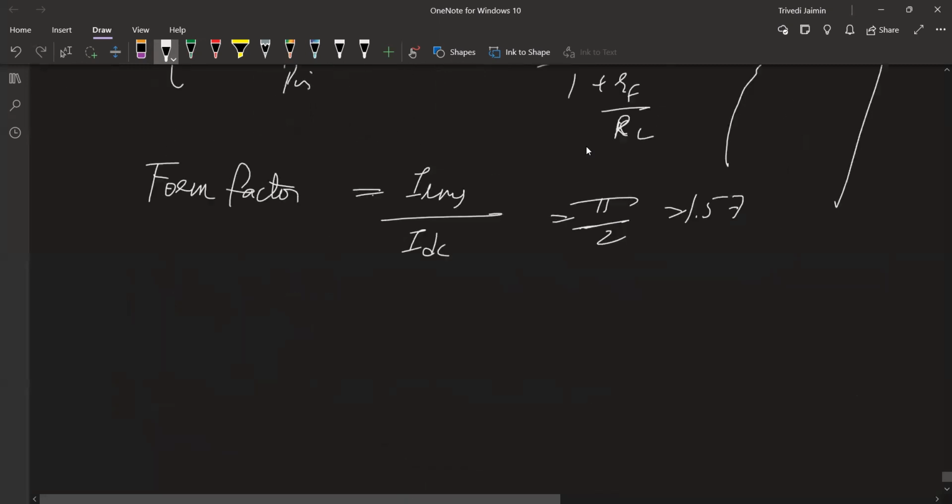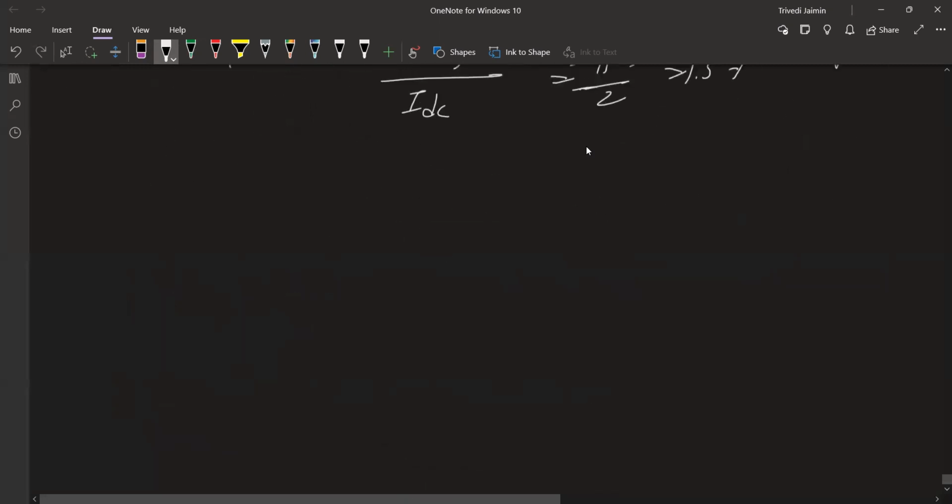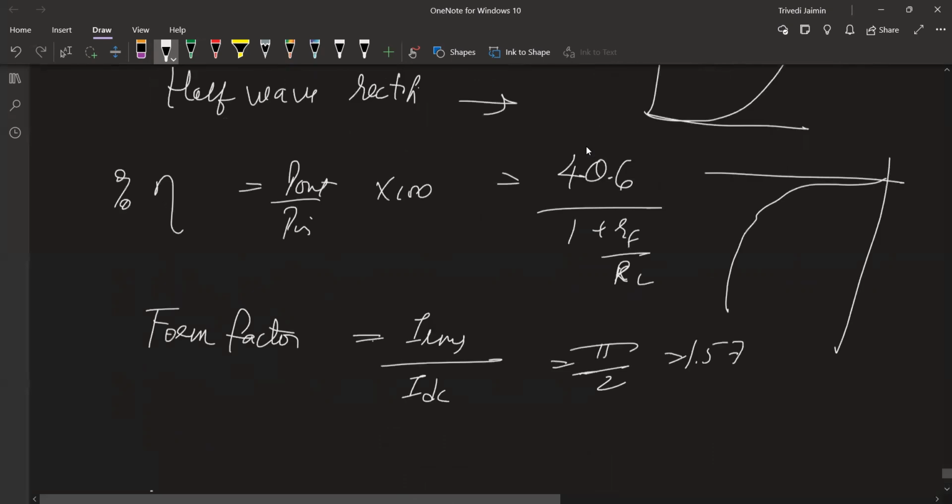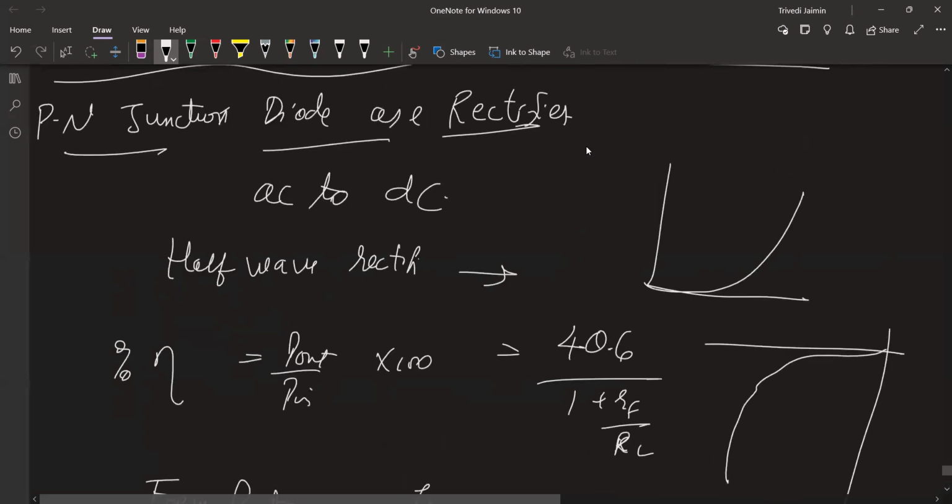Okay, these are points you know, right? Knee voltage, this is breakdown, reverse current, forward current.